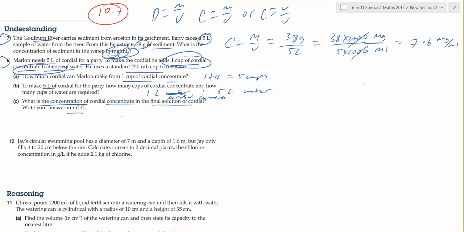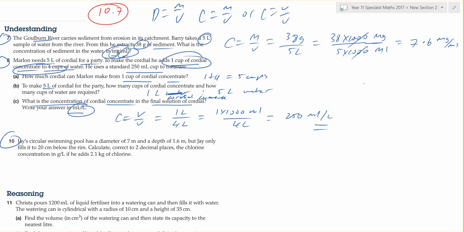Okay, so concentration is volume per volume in this case. Well, the cordial concentrate in the final solution is 1 litre, and the amount of water in the final solution is 4 litres. Okay, so it's volume per volume, except we want it in mils per litre. So we want the top part to be mils. 1 times 1,000 mils divided by 4 litres. So it's essentially 1,000 divided by 4, which is 250 mils per litre. Okay, that's the final concentration.